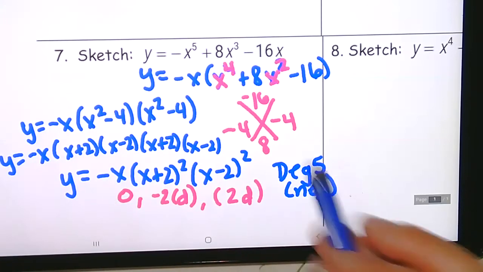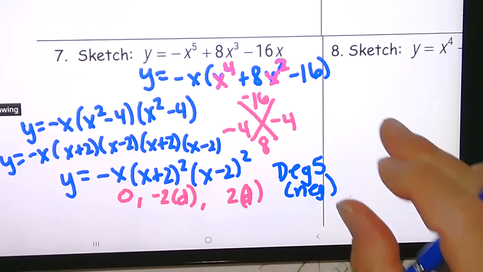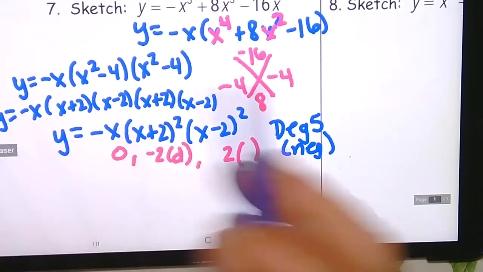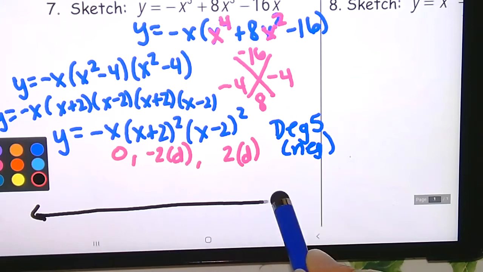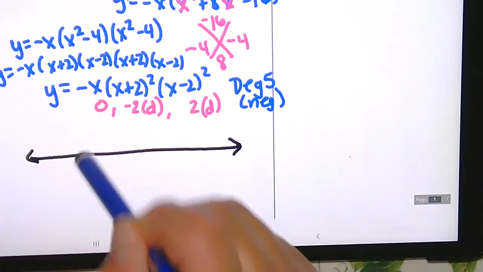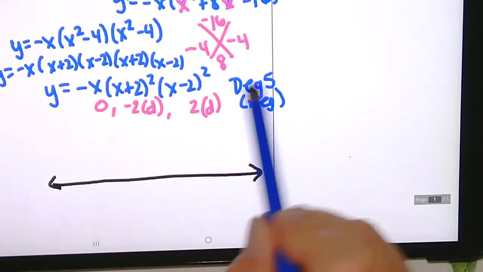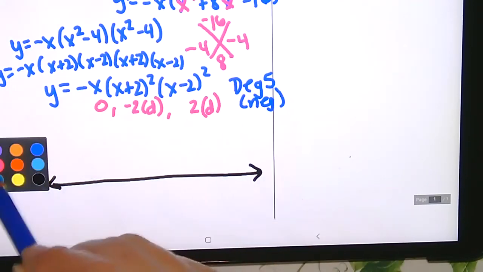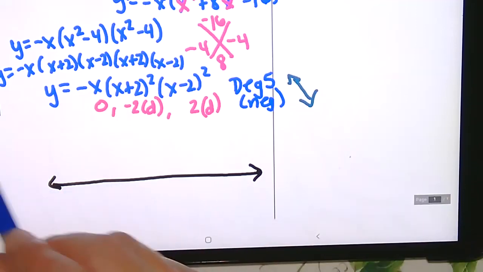So, put my parentheses around this properly. Okay, so now when I'm doing this and I'm graphing this, I'm going to have it cross 3 times. And again, since this is an odd degree and it's negative, you kind of want to think about it as like a line, like a decreasing line because of the negative.